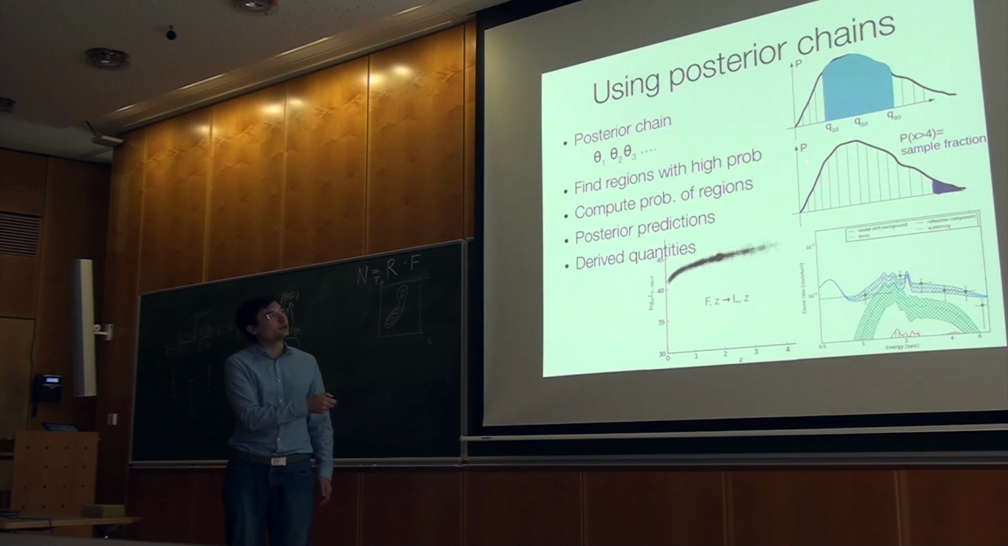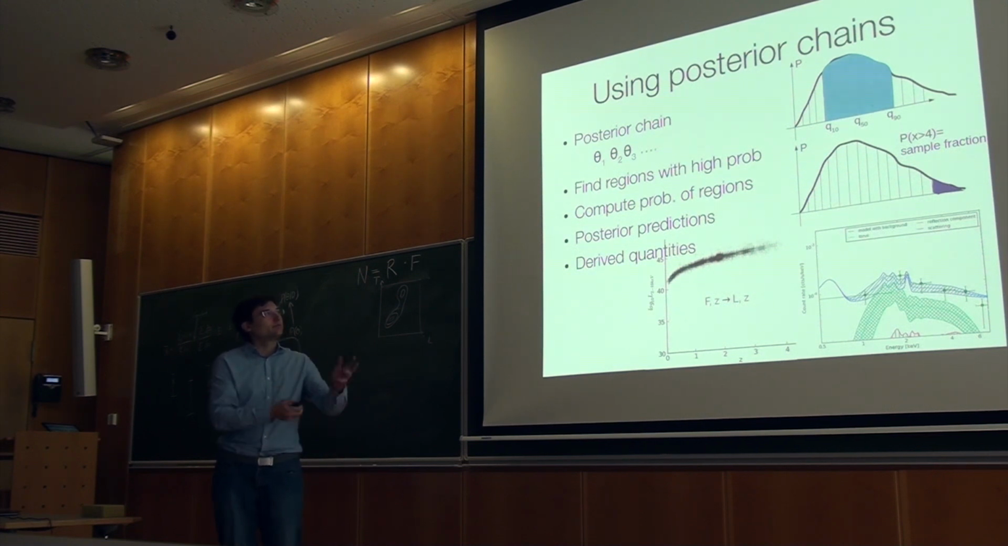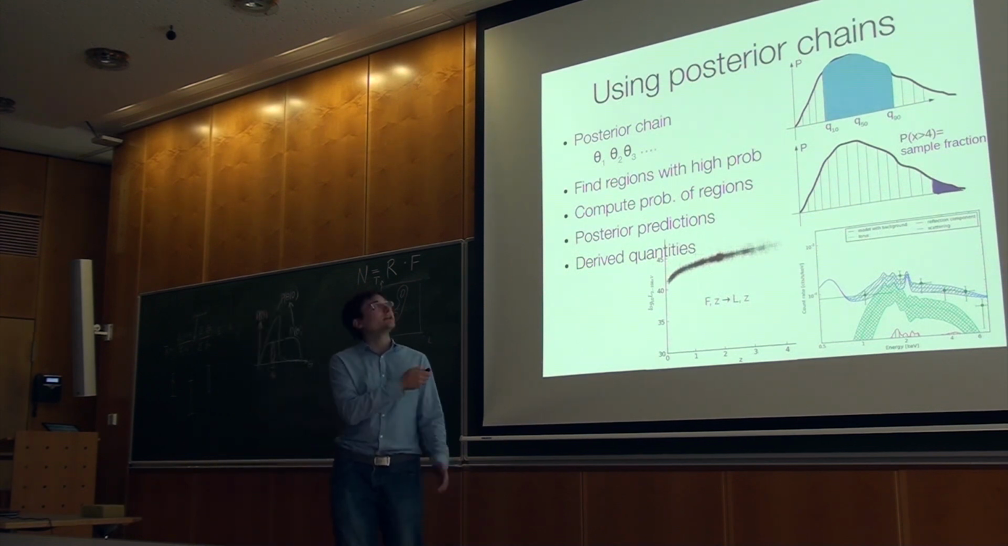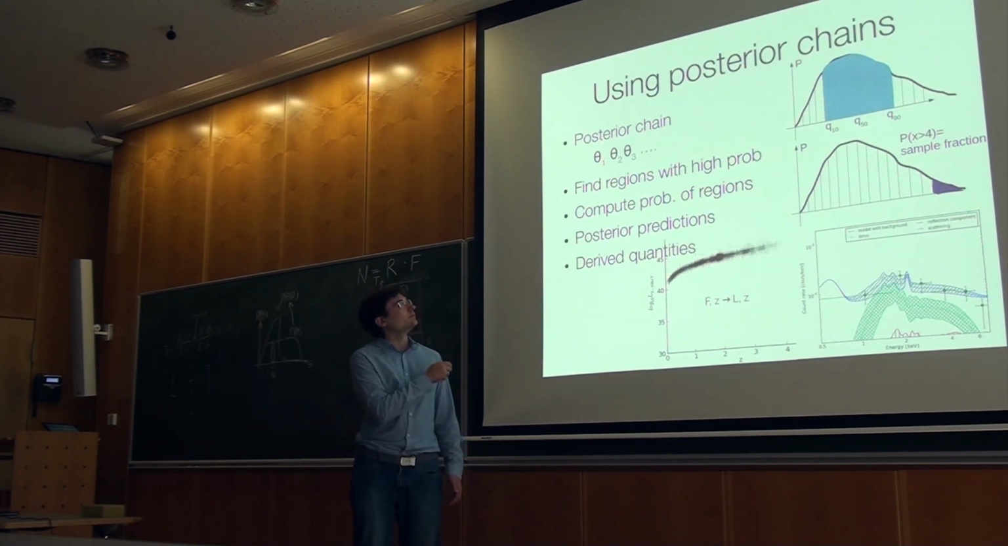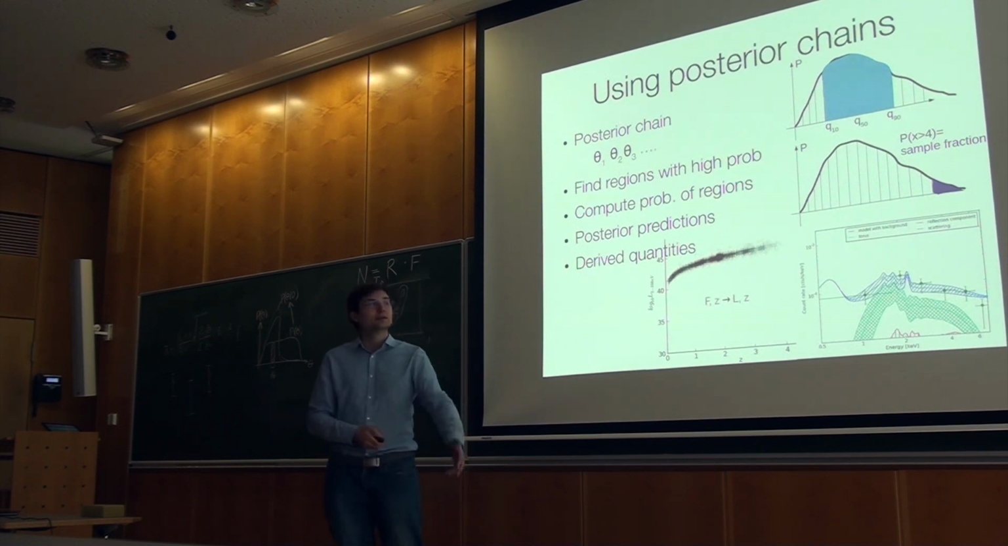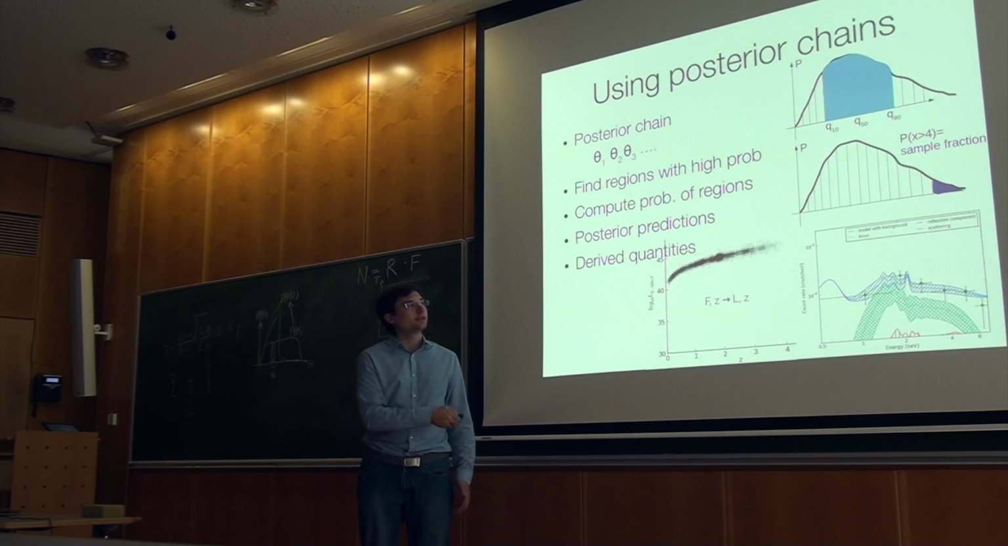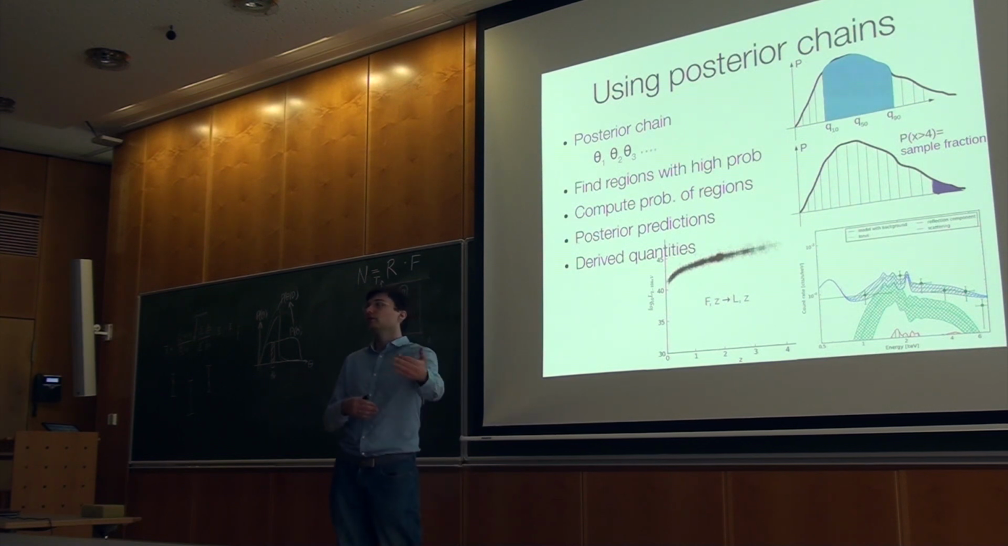You can also compute probability of regions. You can ask, well, how much of my chain is above a certain value? And that tells you the probability of a parameter being this large. And because you have this chain, you can make computation on each chain point, maybe predict some other model, overplot it with your data, and then you have a whole range and an ensemble of predictions.